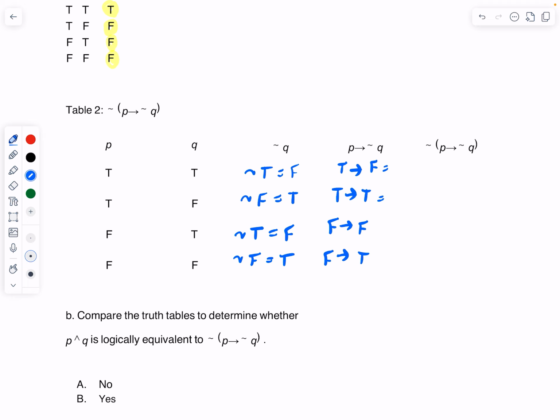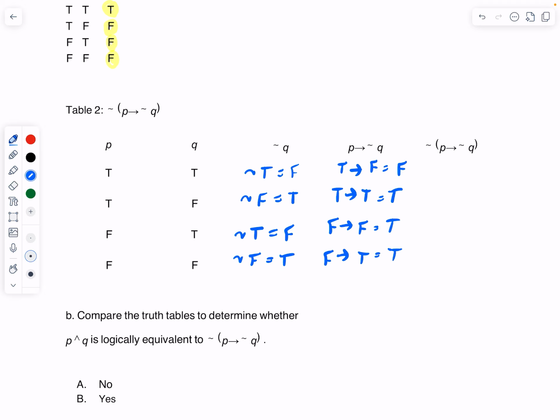So remember, with the biconditional, the only time it's false is when you start with something true and back it up with something false, which happens in row 1. So this is false. Otherwise, it's true. So true then true is true, false then true is true, and false then false is true. Okay, so we have false, true, true, true. And I'm going to erase that and make that a little bit clearer here.